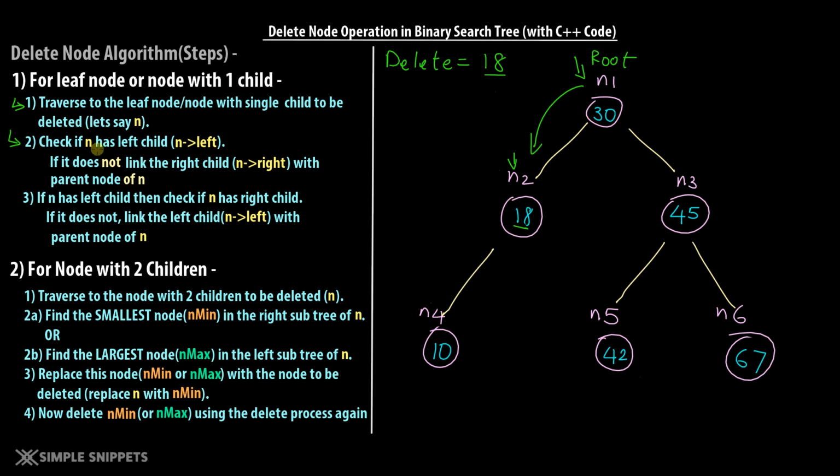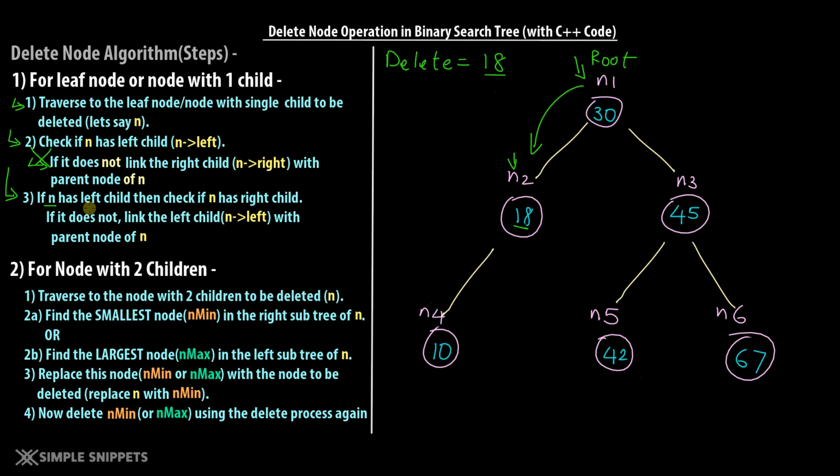Now it is saying check if n has a left child. Now n2 has a left child which is n4, right? So if it has a left child, then you'll not go to this step, because this step is executed only when it does not have a left child, right? So you can see if it does not, then you do this. So step 2 will be excluded. Now you'll go to step 3.